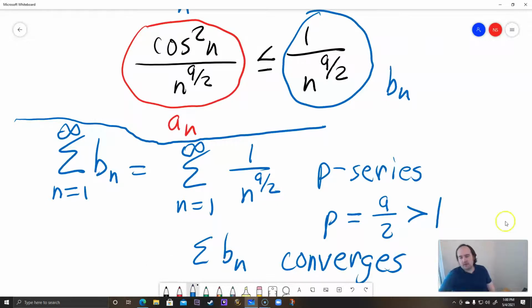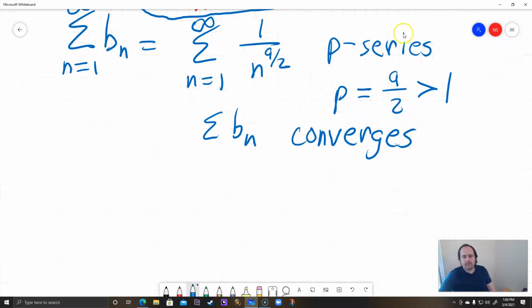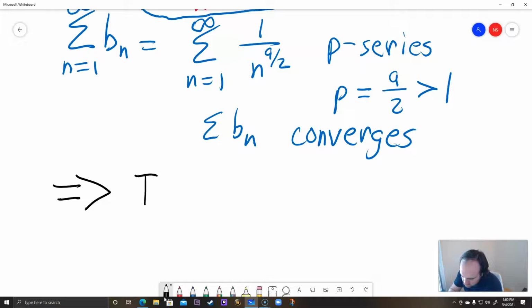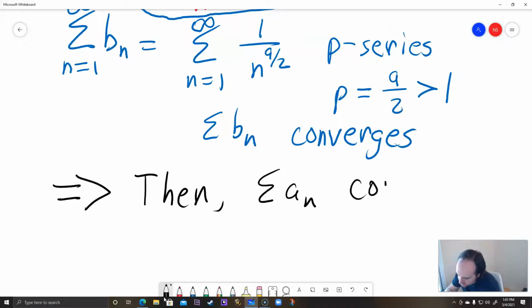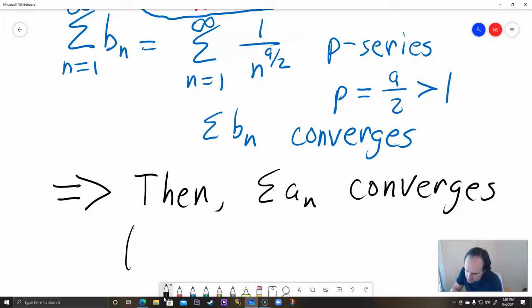And then by the direct comparison test, because an is less than or equal to bn, that means, I'll just put an arrow here, then the sum of an converges, and that's by the direct comparison test.